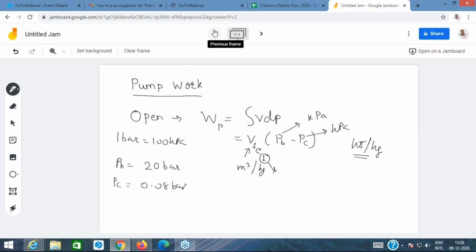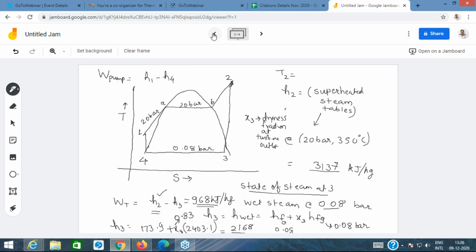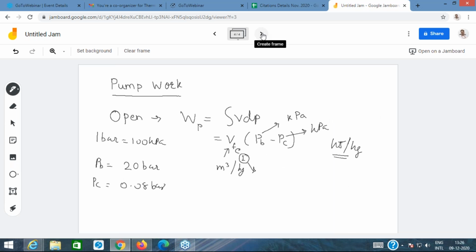Sorry, it is my mistake. The entry to the pump is 4, not 1. Entry to the pump is at, see, this is a condensation. 3 to 4 is condensation. So the entry to the pump is 4 and not 1. By mistake I had written it as 1. So entry to the pump is state 4.